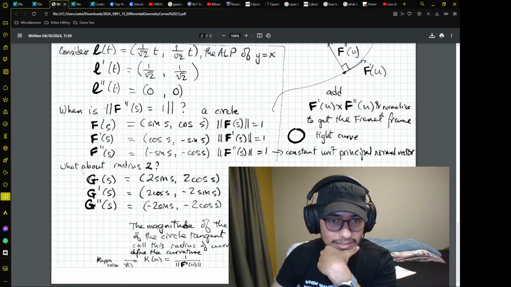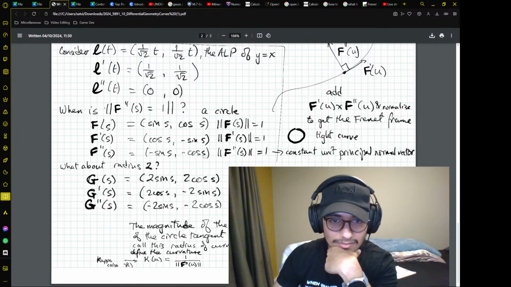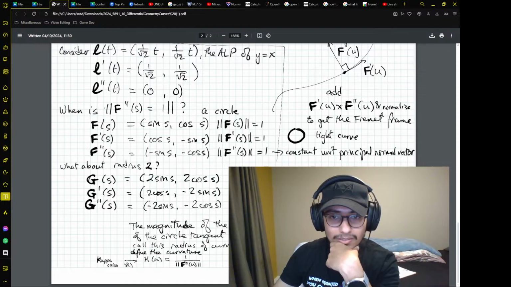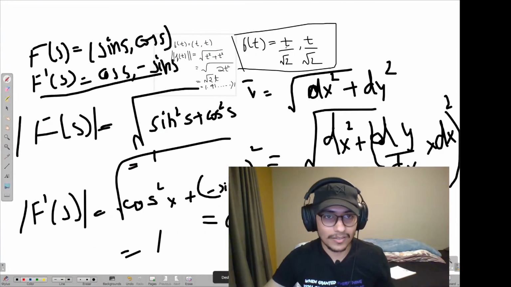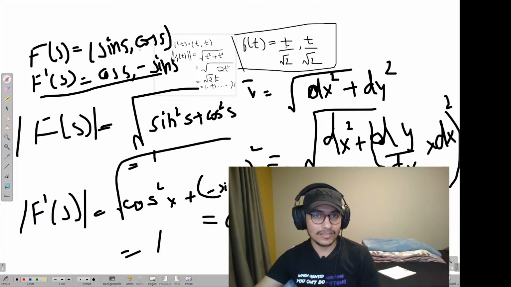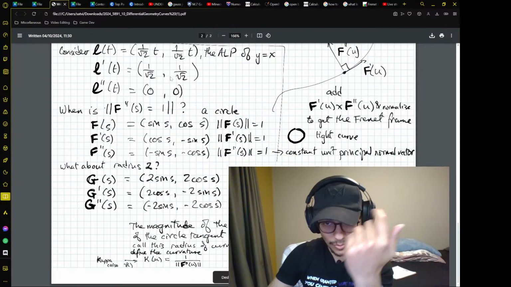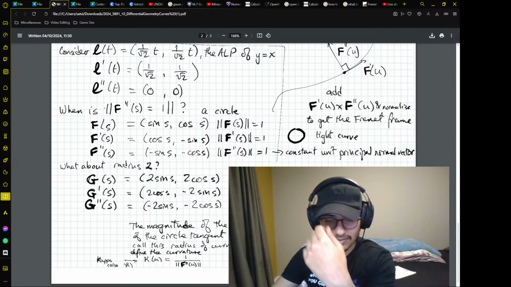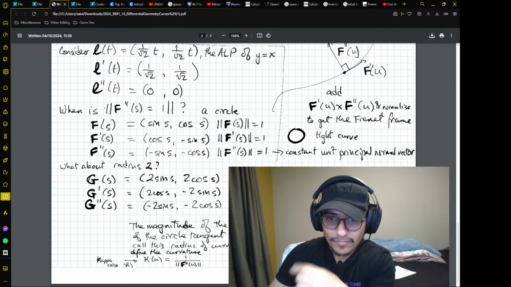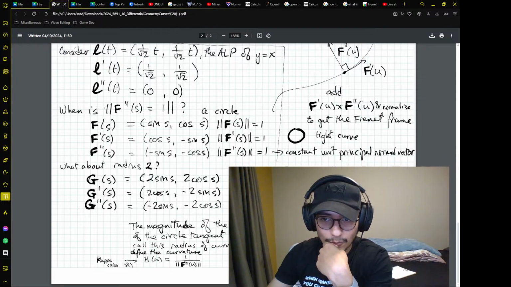Okay, but what if the radius is 2? Well, if the radius is 2, you will still get the positive signs everywhere after taking the norm. But if you plug in 2 cos x and 2 sin x instead of cos x and sin x, it will basically turn out to be 2. So what it means is the magnitude has doubled, and basically you get a looser curve.